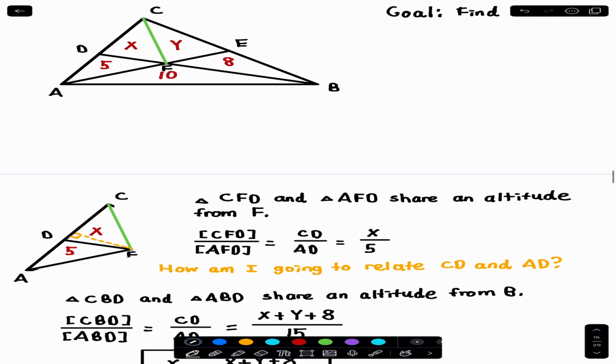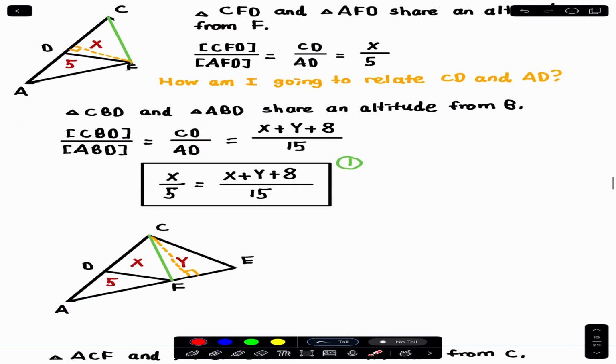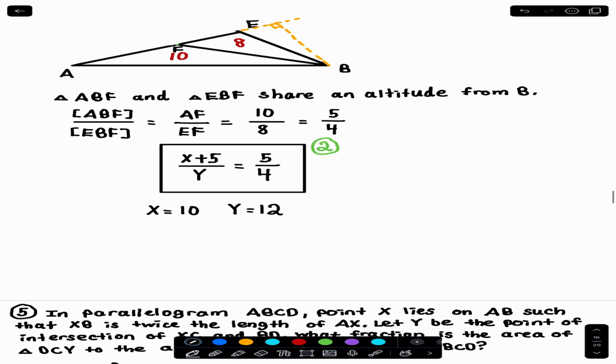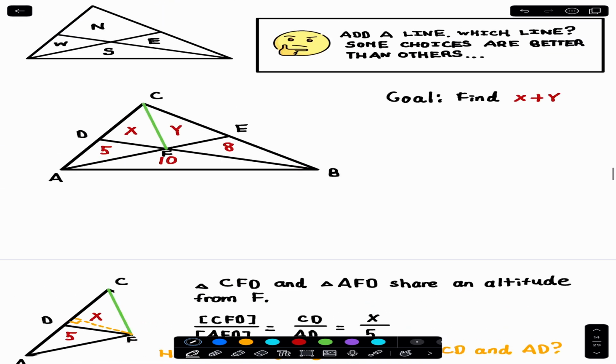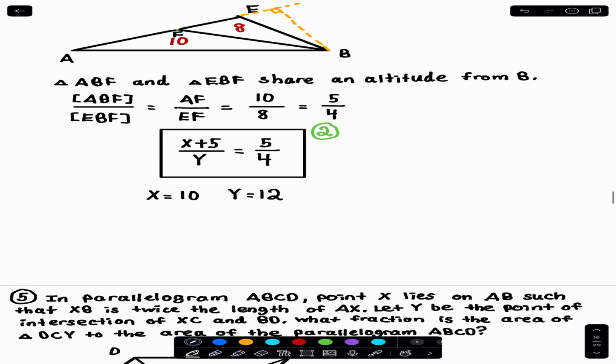And if we remember our goal at the start, always ask yourself, you need to answer the question. The goal is not to find x and y individually. The goal is to find x plus y. X plus y ends up being 10 plus 12, which is 22. So therefore, if we answer the question, 22 sheep can graze in the north field.